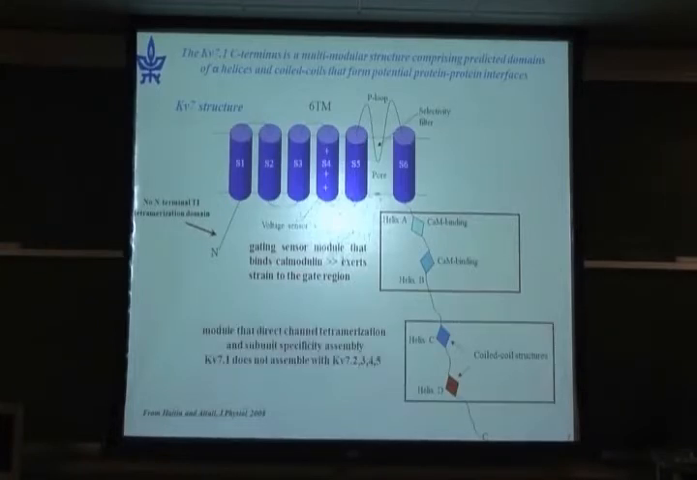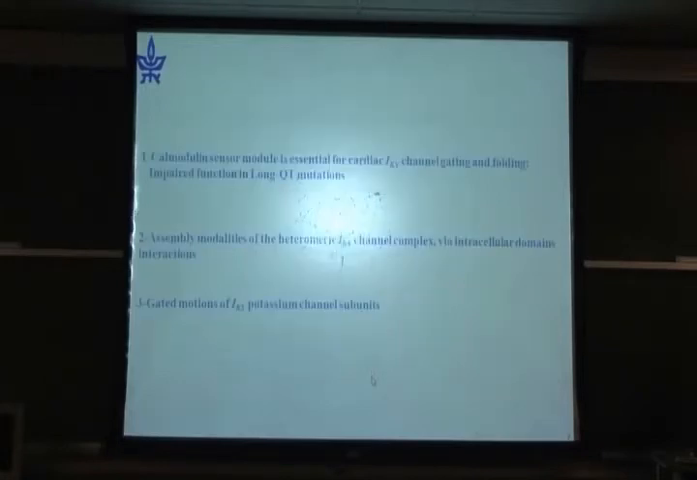And we also have a distal part of the C-terminus which includes two coiled-coil structures, helix C and helix D, and we'll see that they direct the channel tetramerization of the alpha subunit and are also very important in defining the subunit specificity of assembly. Just to remind you that the Kv7.1 isoform, the cardiac isoform of this family, does not assemble with Kv7.2, Kv7.3, or Kv7.4. So there is a kind of specificity in subunit assembly.